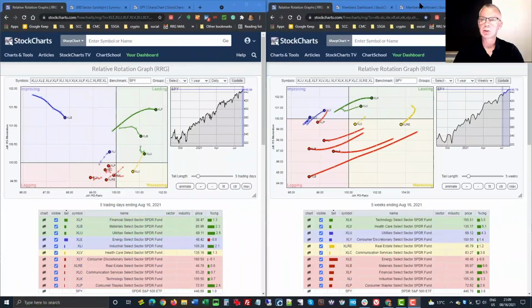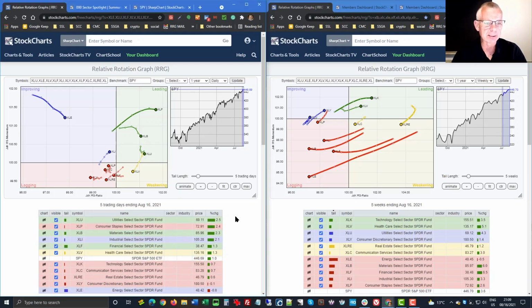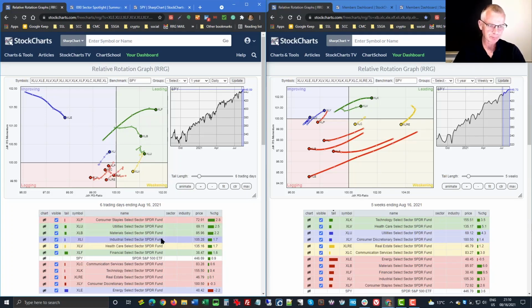When we jump over to sectors and look at the daily rotation here on the left-hand side, that includes today's rotation. So let me make this 6 days, then we have 1 week plus today. So this is live.